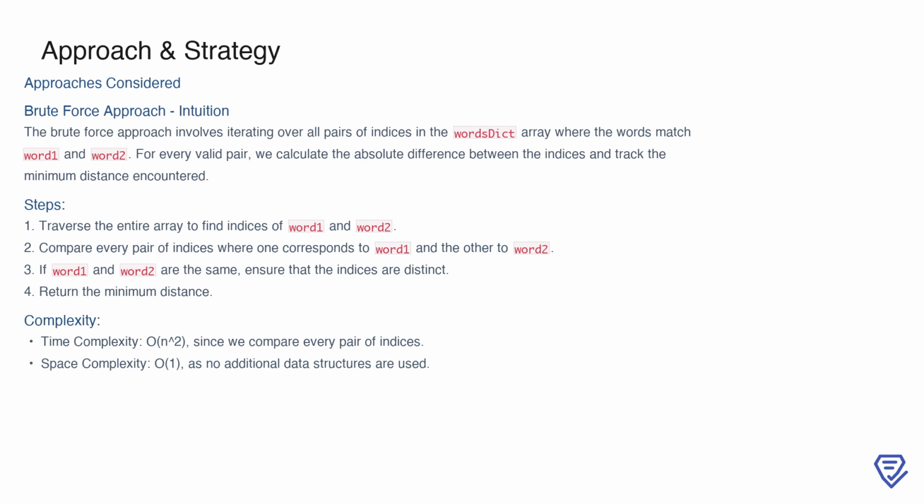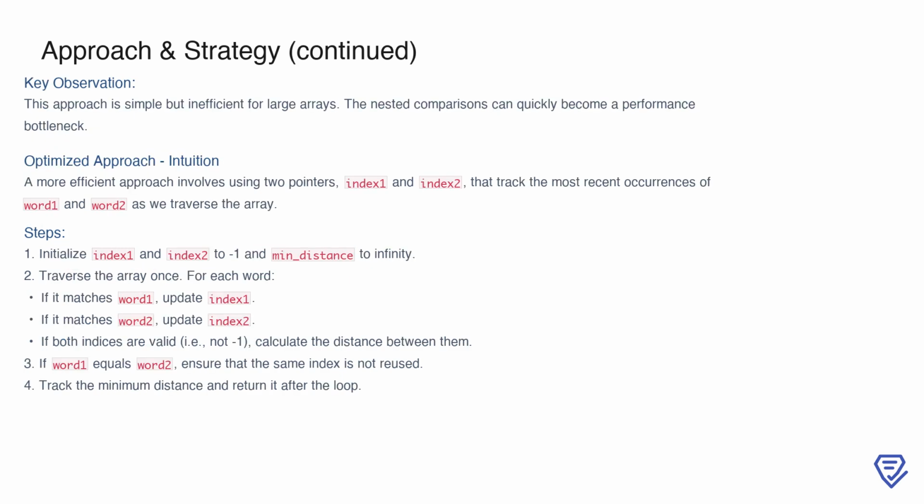Then, for every index of word1, you compare it with every index of word2. If word1 and word2 are the same word, an additional step ensures that we only consider distinct indices. Finally, the smallest distance is returned. While this approach is simple to understand and implement, its inefficiency becomes apparent in terms of time complexity, which is O(n²), due to the nested comparisons. On the other hand, the space complexity is O(1), as no additional data structures are required. The inefficiency of the brute force approach stems from the nested comparisons, which make it unsuitable for large arrays.